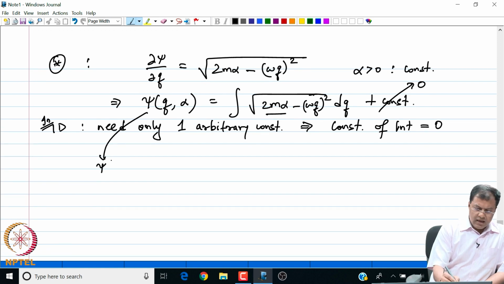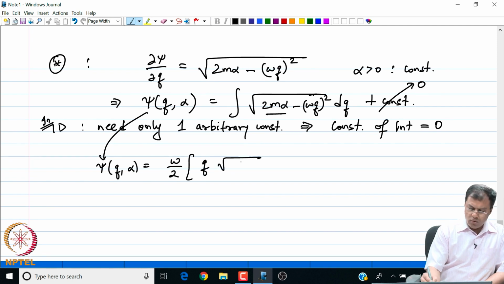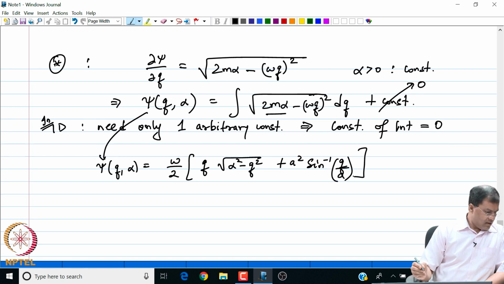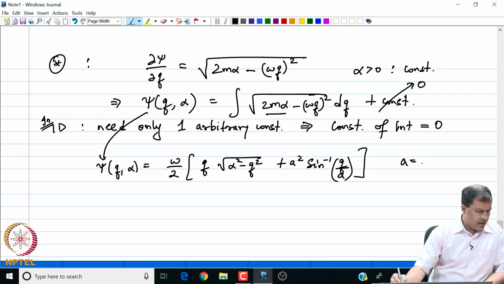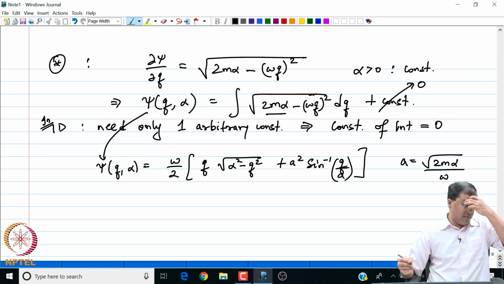So, I am going to directly write down the solution to this integral equation. We see that psi of q comma alpha is omega by 2 times q square root of (a square minus q square) plus a square sine inverse of q by a, right. And where my a is square root of 2m alpha divided by omega. So, my a is the following, right.